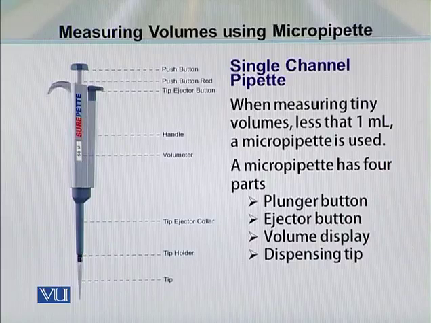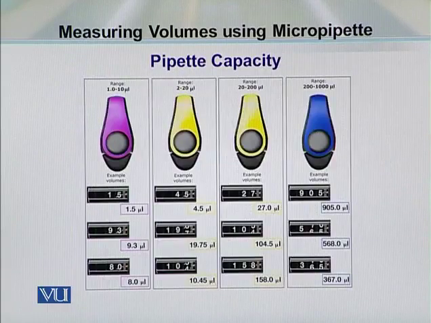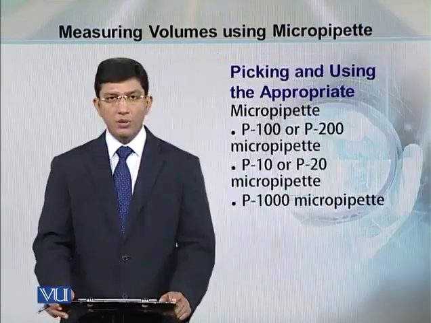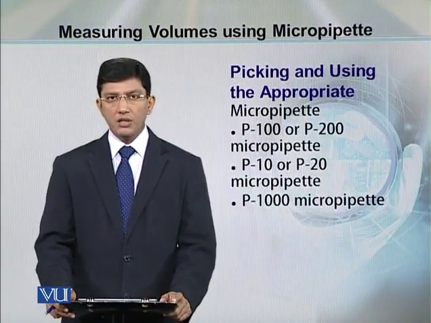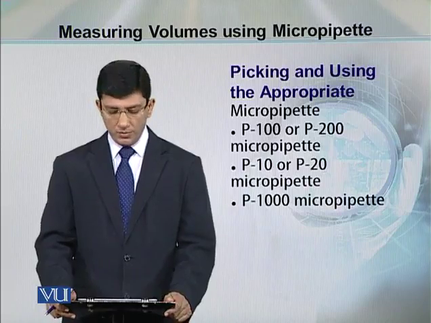When you have to measure the volumes, you need to adjust the required volume on the volume display by rotating the plunger button so that you can decide to take exact volume. These micropipettes are of different sizes which have the capacity to measure different volumes. We label them as P100, P200, P10, P20 or P1000.